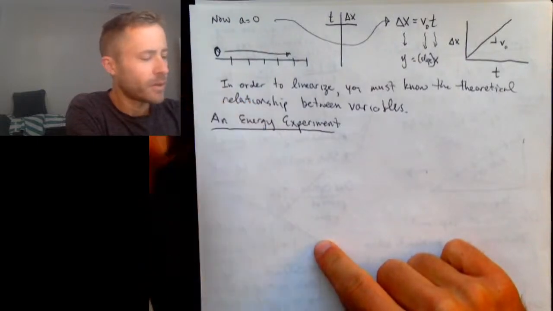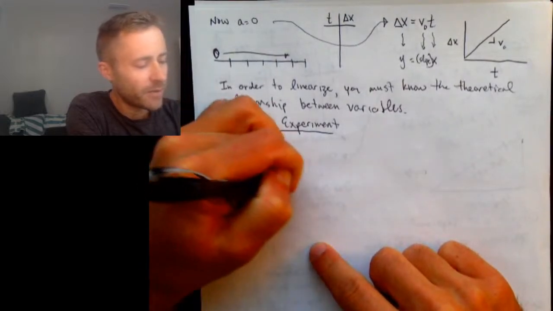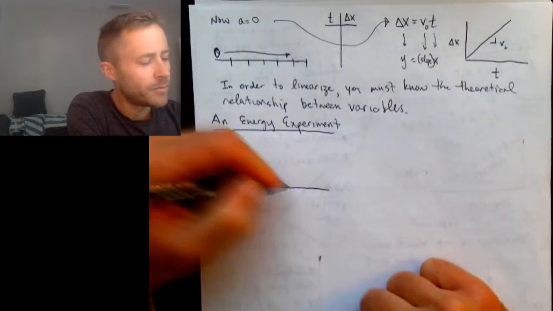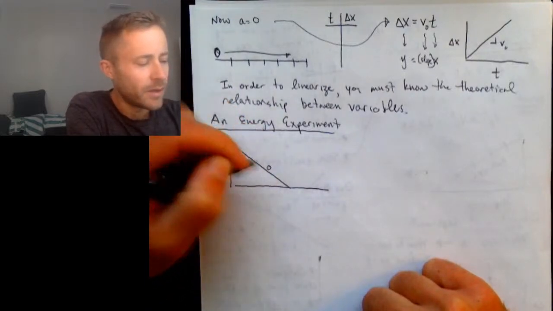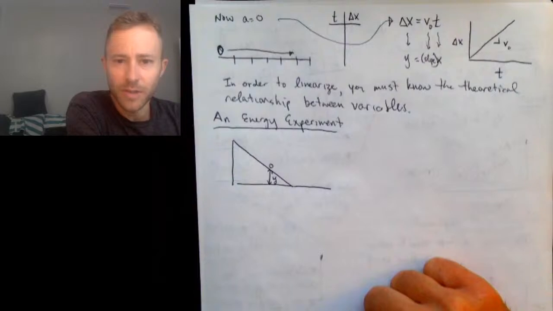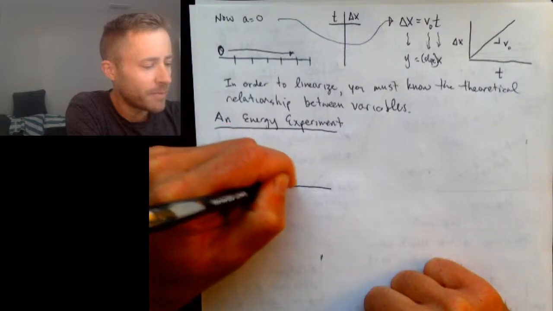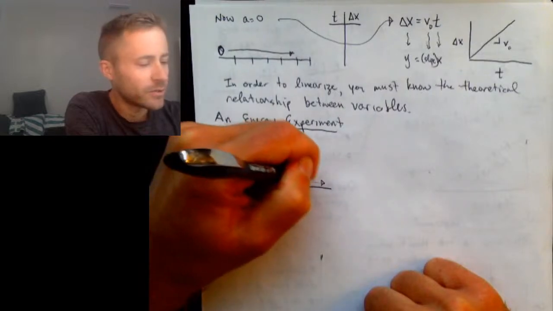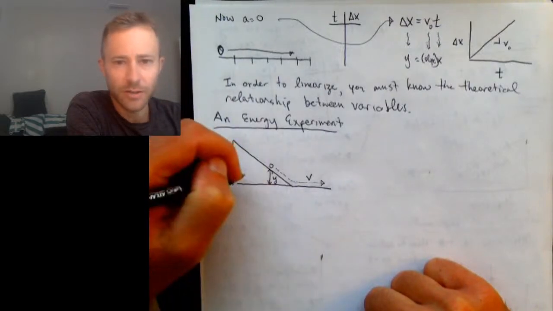So suppose, again, I have a ramp, and then I have a flat part. And so I have a ball, and what I do is I measure the height of the ball above the table. And then once the ball gets to the bottom of the table, I record its speed. Okay, so I have initial height and speed.